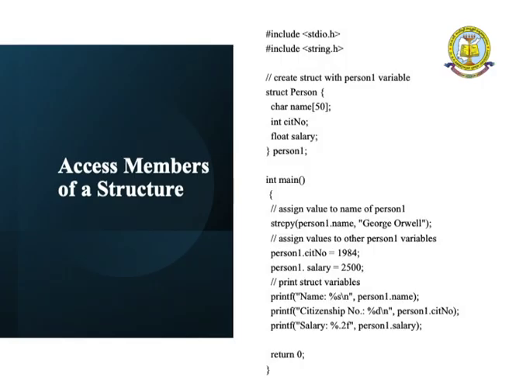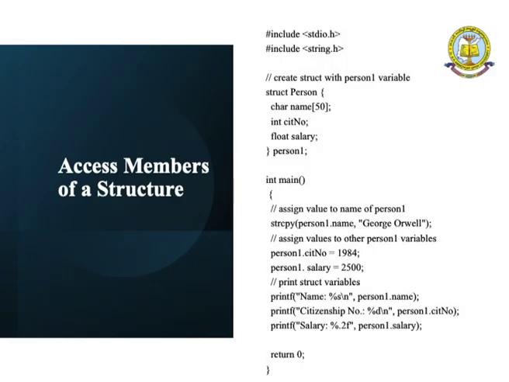Then how can we access the members? You come inside the main function, assigning values to the name of person1. So I am using a string function: person1.name is George Orwell, and I am assigning values like citizen number and salary. person1.citizen number is equal to some value, person1.salary is equal to some value.